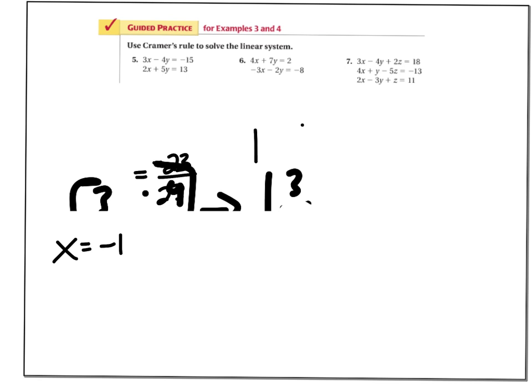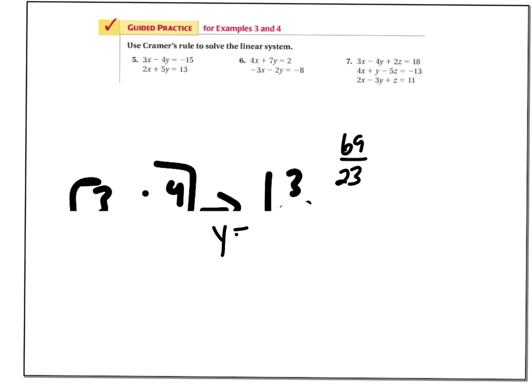Over in the y numerator, we are taking the determinant of our x column numbers 3 and 2, replacing our y values with the coefficients, or the constants, which are -15 and 13. And let's take the determinant of that, and that is a 69 over 23. And when you reduce that, you end up with 3.